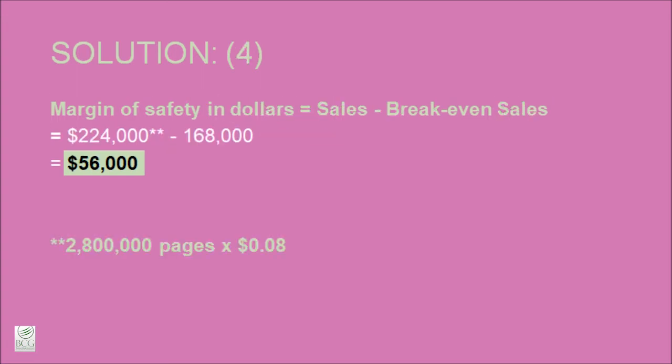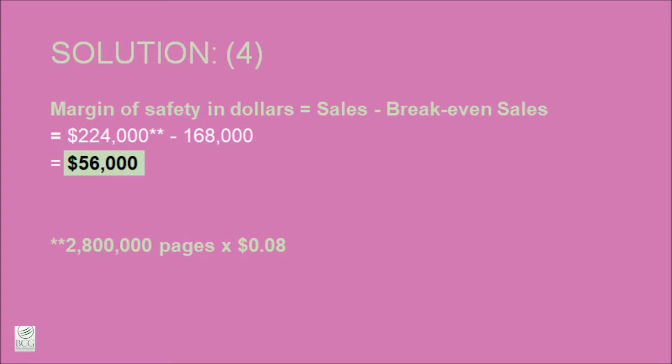Now for number 4, we can calculate the sales for this company, Philtrex, even though it is not given in the problem. Recall that Philtrex has sold 2,800,000 pages times the selling price given already, which is 0.08, will generate sales of $224,000, less the break-even sales we calculated in number 2, $168,000, and the difference will get a margin of safety in dollars of $56,000.